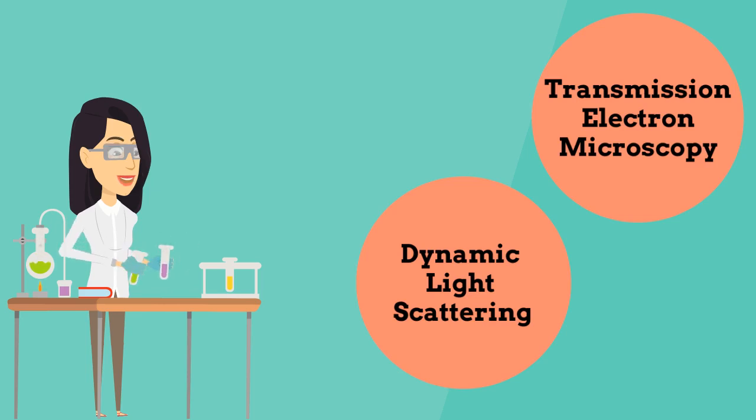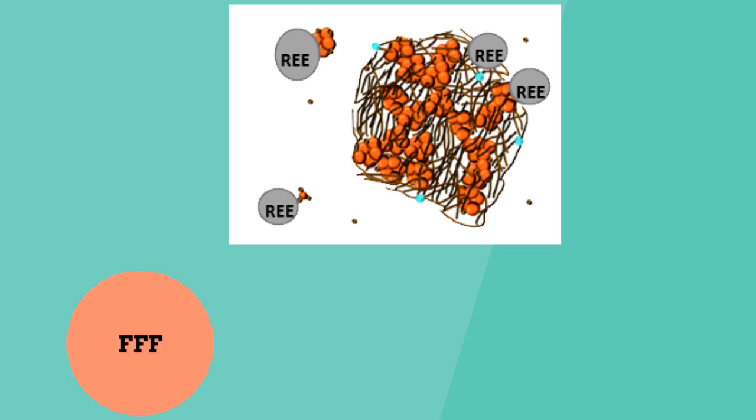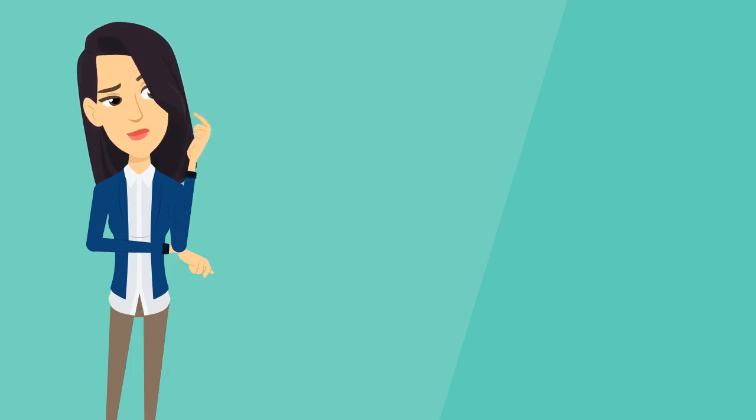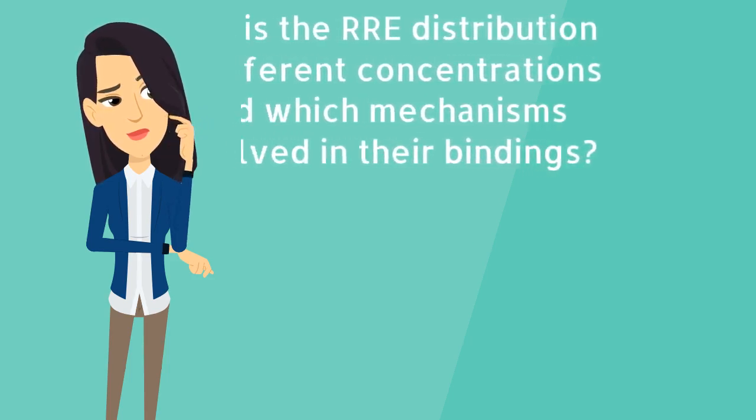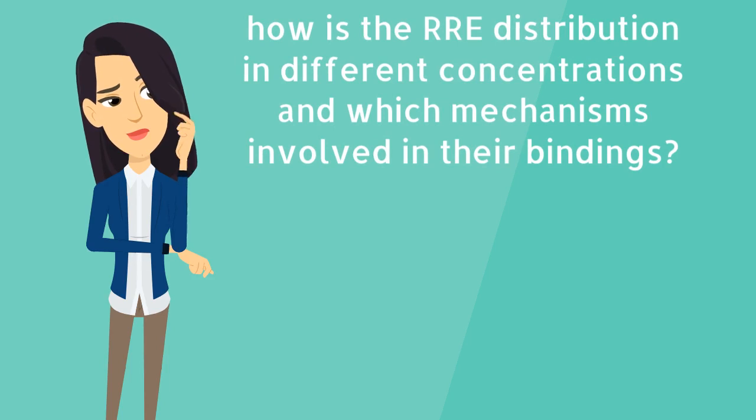As a second step, I want to investigate bonding between rare earth elements and colloids. I will use coupling field flow fractionation, QQQ ICP-MS, and X-ray absorption spectroscopy to understand the mechanism of rare earth elements binding to colloids. I want to find out the answer of this question. How is the rare earth elements distribution in different concentration and which mechanisms involved in their bindings?